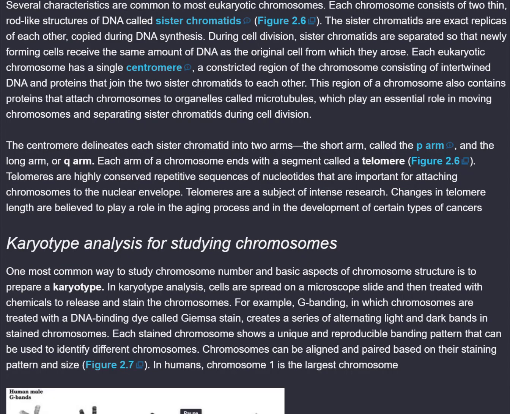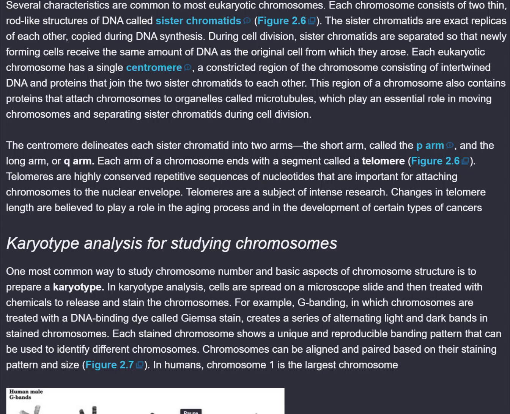Several characteristics are common to most eukaryotic chromosomes. Each chromosome consists of two thin, rod-like structures of DNA called sister chromatids, Figure 2.6. The sister chromatids are exact replicas of each other, copied during DNA synthesis. During cell division, sister chromatids are separated so that newly forming cells receive the same amount of DNA as the original cell from which they arose.